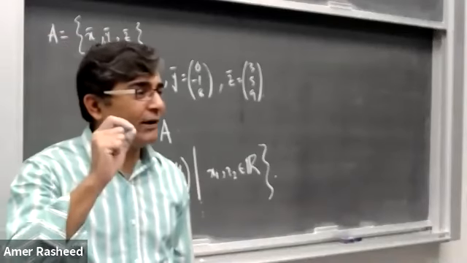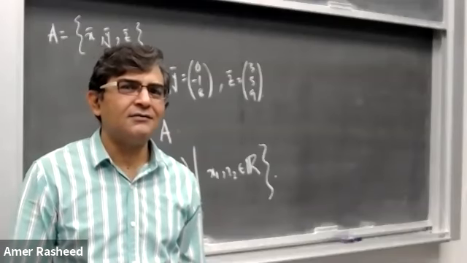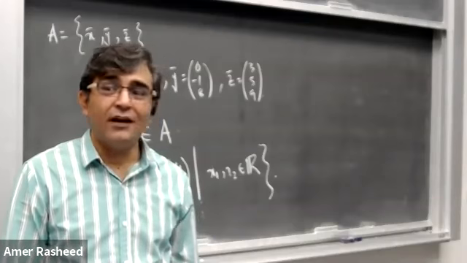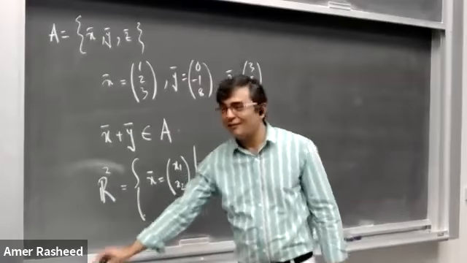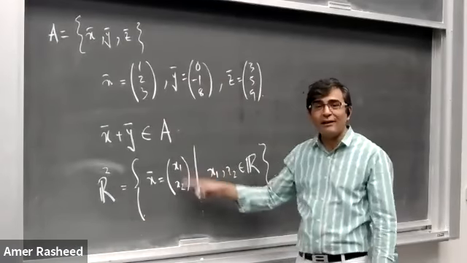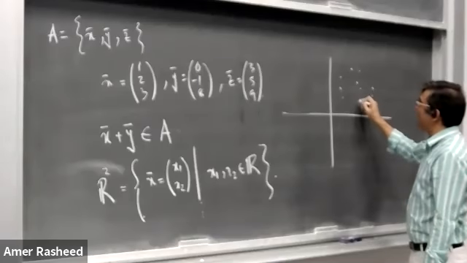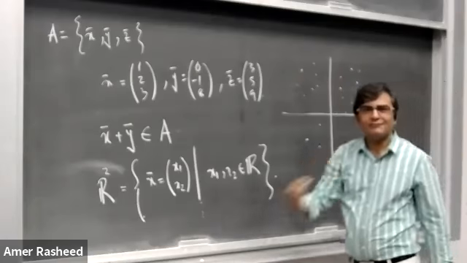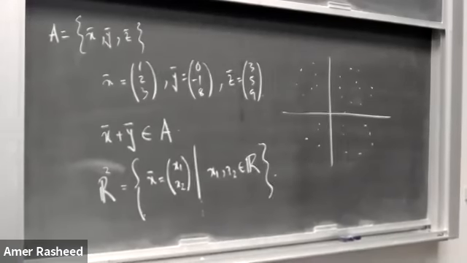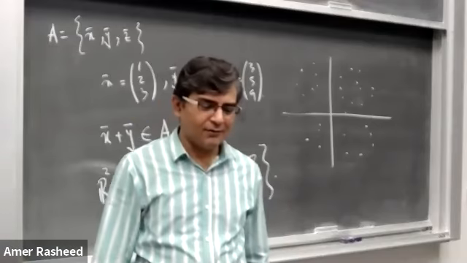How many elements are there in the XY plane? 2, 3, 10, 15? Infinitely many. How many points are there in the XY plane? These are all points of the XY plane. So how many points are there? The power is the dimension of the Cartesian product of R. I had told you this before as well.